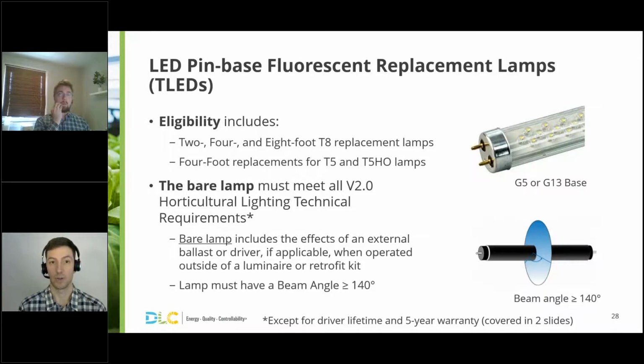The basic requirements are also the same in that the bare lamp, meaning the lamp operated outside of a luminaire, but including the fluorescent ballast, if it's a type A or ballast compatible, will need to meet the V2 requirements, with some exceptions, which I'll cover in a little bit, and that is driver lifetime and warranty. But again, I'll cover these exceptions in a couple more slides. Finally, TLEDs must also have a beam angle of greater than or equal to 140 degrees. And this, again, is consistent with our solid state lighting program requirements for these types of lamps.